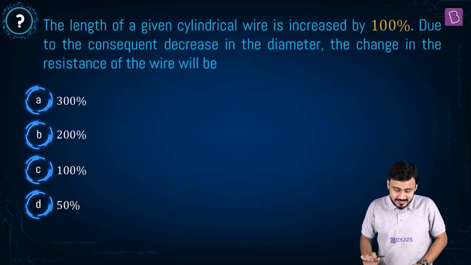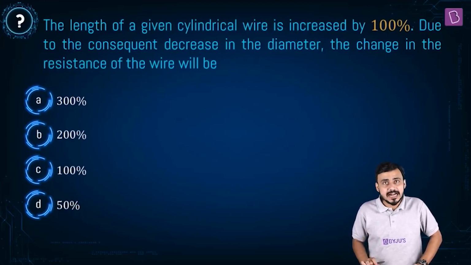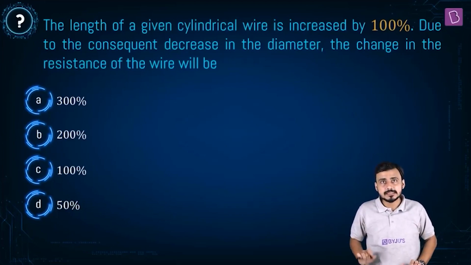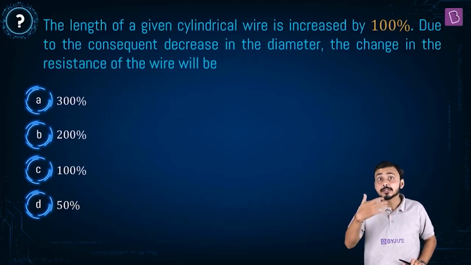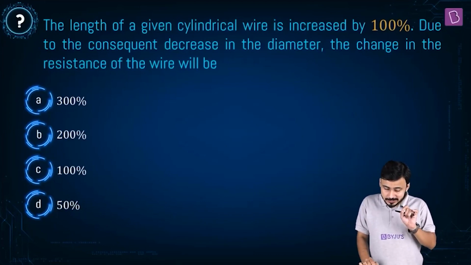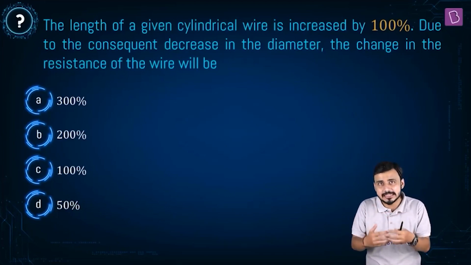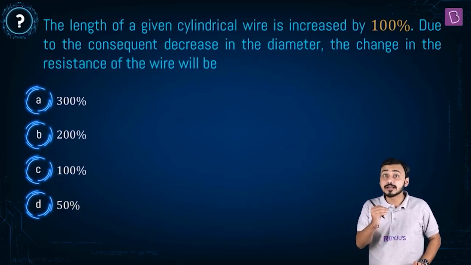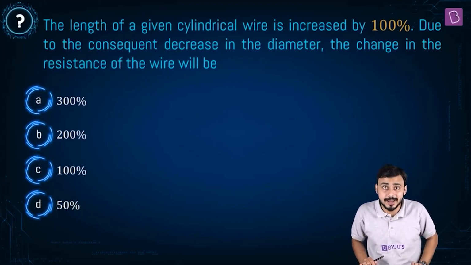The statement says the length of a given cylindrical wire is increased by 100%. That means you are stretching it. Length is increased, that means you are stretching the wire such that if the initial length was L, the final length is a 100% increased length, that is 2L, right? Due to the consequent decrease in diameter, due to this stretching, basically the diameter decreases. The change in the resistance of the wire will be? Basically the resistance is also changing because it depends on the length and the cross-sectional area, correct?